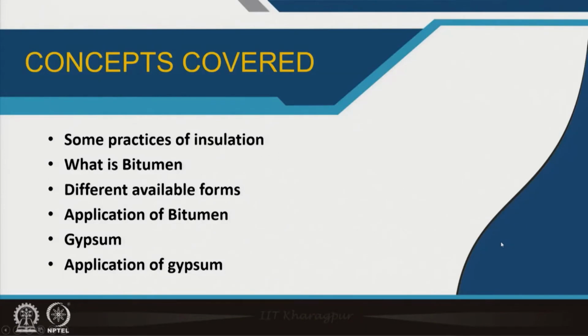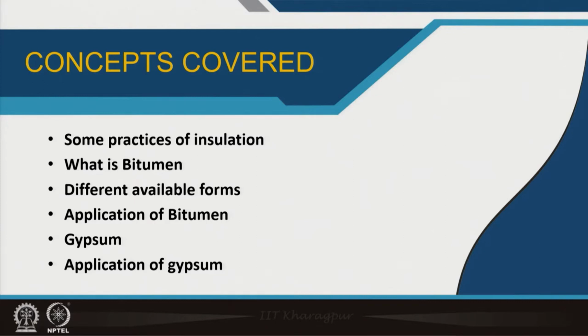So, some practices we will see and gradually we will move to bitumen, as we had seen the application of bitumen widely in damp proofing. So, we need to know what that material actually is and how it is available in its different forms, and obviously that opens up its applications, and we had also seen its application in damp proofing.